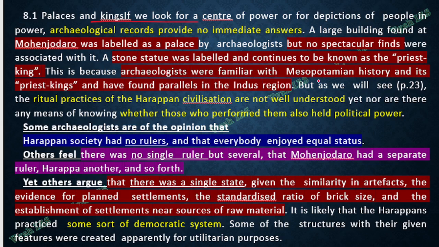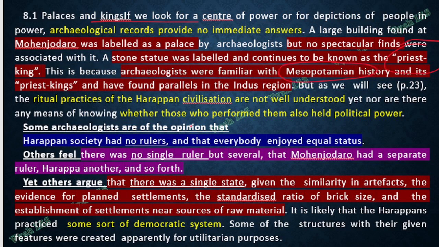Again, as you proceed in this chapter, you will see what they are trying to conclude. Just in 5-10 minutes I'll try to wind up the video. So you will see some more analysis of different historians, different archaeologists. So the stone priest king, I already told you, they compared with Mesopotamia and Egypt and all, and they called it a king.